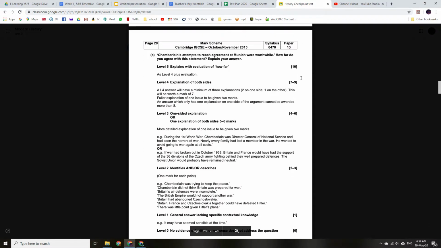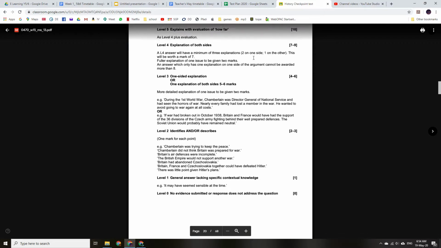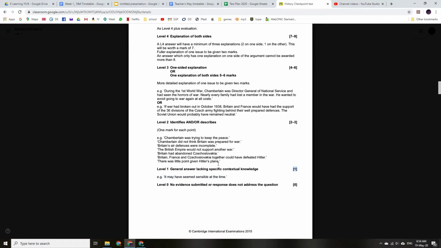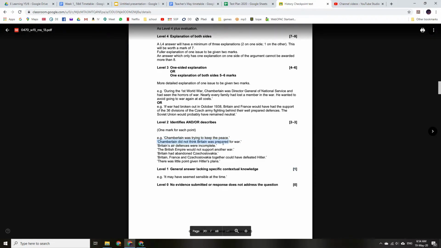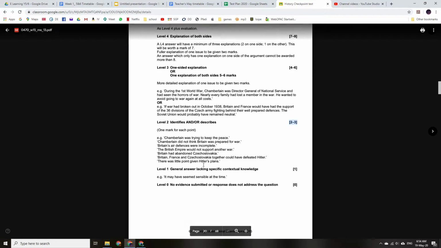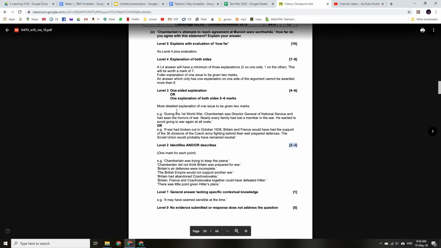And our C question, our argumentation question. Chamberlain's attempts to reach agreement at Munich were worthwhile. How far do you agree with this statement? Explain your answer. So we'll look down to the bottom. If it's just very generic, they'll give you 1 pity point. Okay? If you just list things, Chamberlain was trying to keep peace, Chamberlain did not think Britain was prepared for war, you get up to 3 points. 1 check, 1 point per thing that you identify or describe. Okay? Then let's go into the paragraphs.